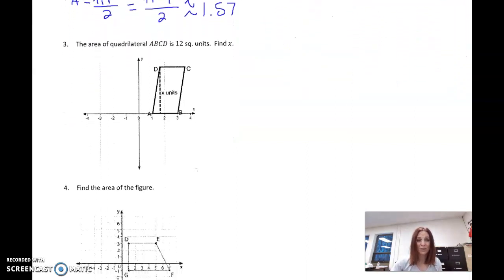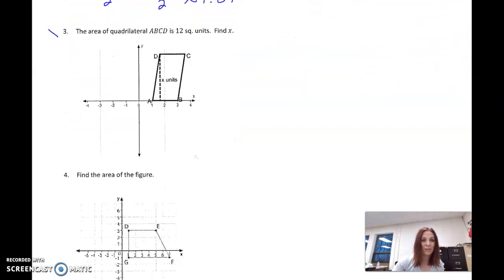This next one, pay close attention to, because I believe there's something like this on your homework. Okay, this one tells us that the area is 12 square units. Well, our quadrilateral, this is a parallelogram. The area of a parallelogram is base times height, or length times width. I don't know why it switches up like that, okay? And it's telling us that the area is 12.